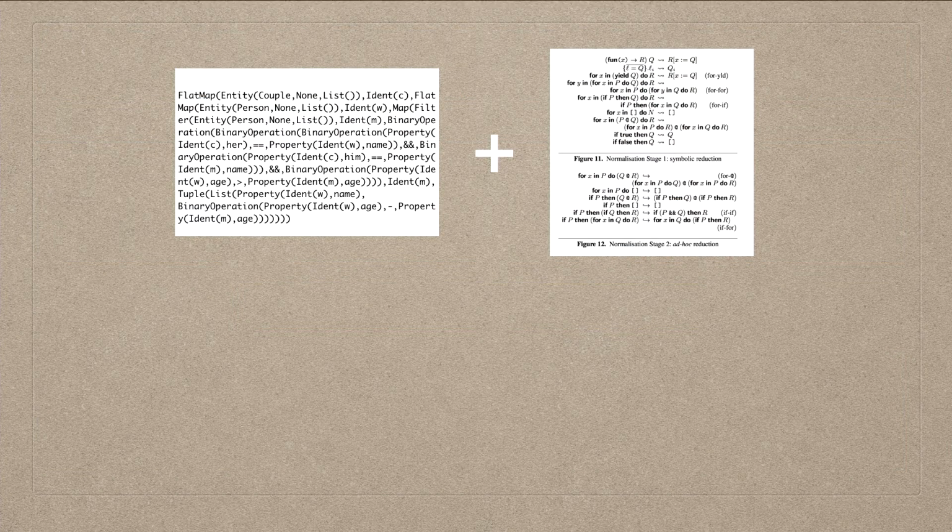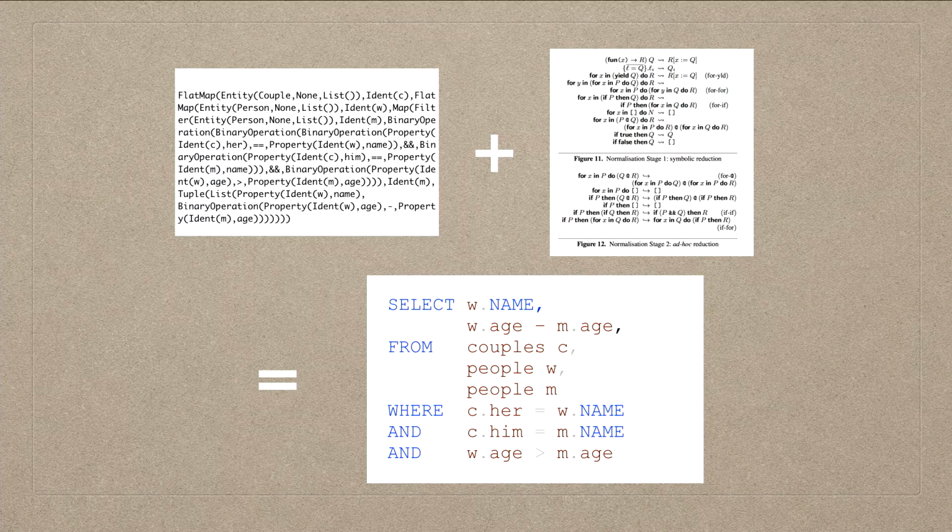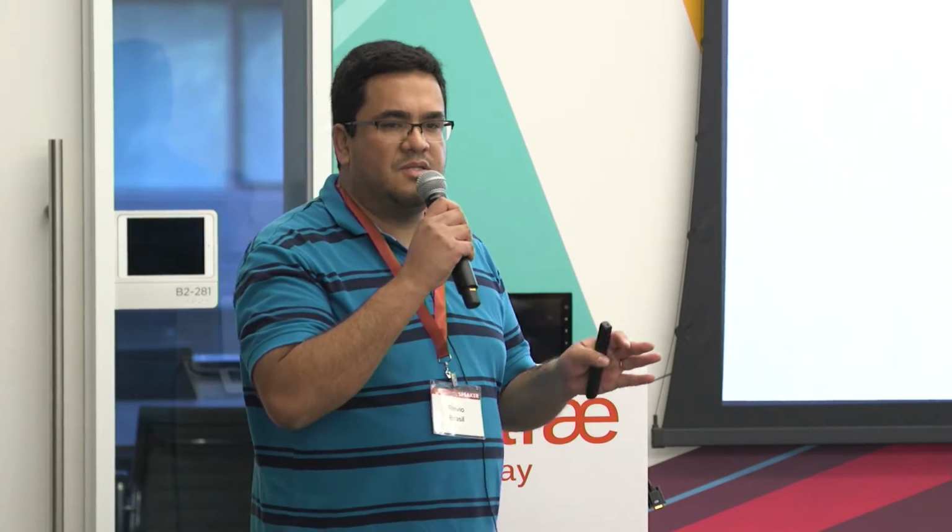We have the AST produced via the quotation approach. We have the normalization engine based on the normalization rules and also other reduction phases. And using these two steps, it's actually very easy to generate the final SQL statement, which is exactly the same as the one that we were trying to reproduce in Scala. So that's the overview of the library. Do you have any questions about this?